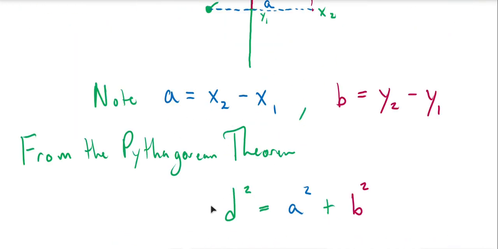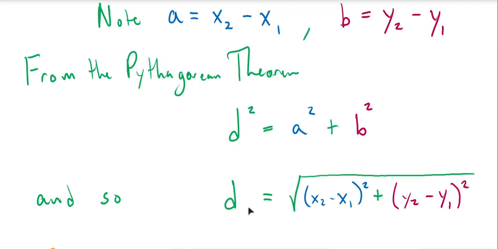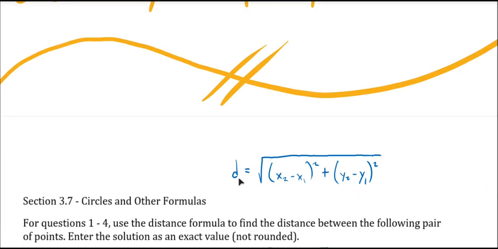So from the Pythagorean theorem, we would have that d squared was equal to a squared plus b squared. And we could solve for d by taking the square root of both sides. This would give us d is equal to the square root of (x2 minus x1) squared plus (y2 minus y1) squared. So now let's apply that distance formula to a variety of problems.